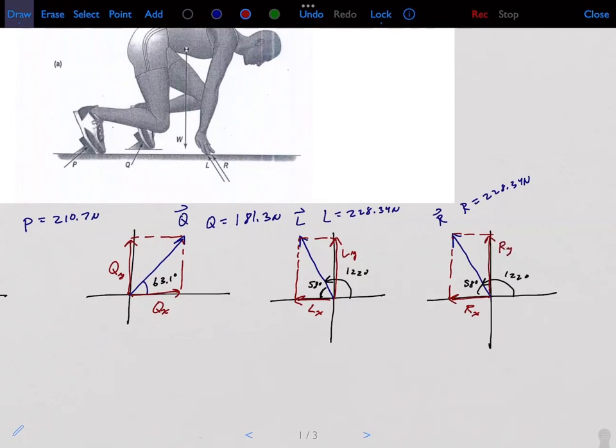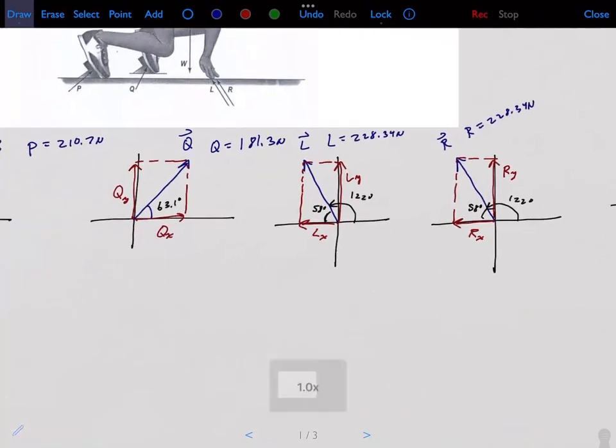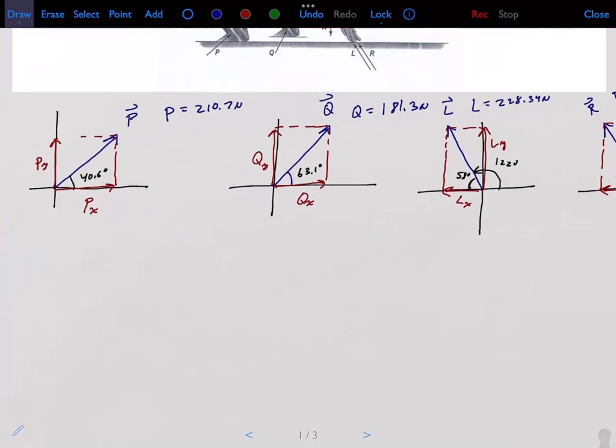And then finally, the weight vector, that one's acting straight down. We know the magnitude was 686 newtons, and it's straight down. So this angle, if you want, you could say this angle is 270 degrees, right? Okay, so normally what I do now is I extract out the right triangle for each one, and then we can figure out the components by using trig.